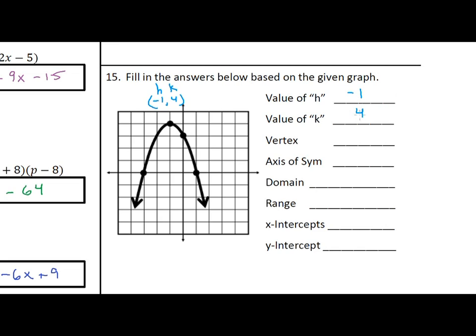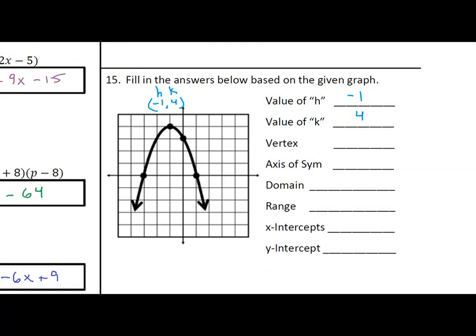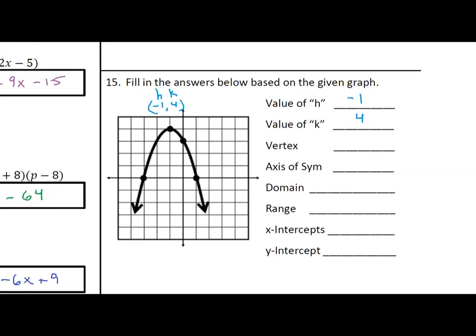Now a lot of students will ask me, wait a second, don't you flip the sign of h? No, you do not. Remember in the previous question, the vertex gives us h and k. You'd flip the sign of h if you wrote the equation for this parabola. Then it would show up as x plus 4. But in this case, don't flip the sign. The vertex is just h and k.